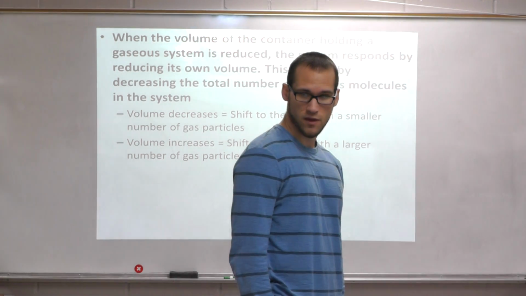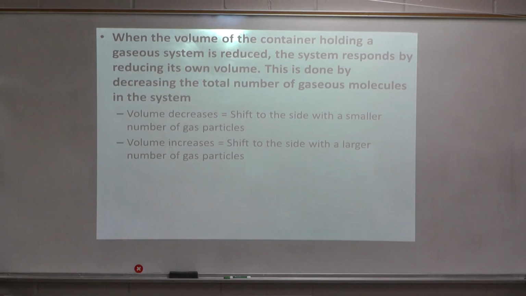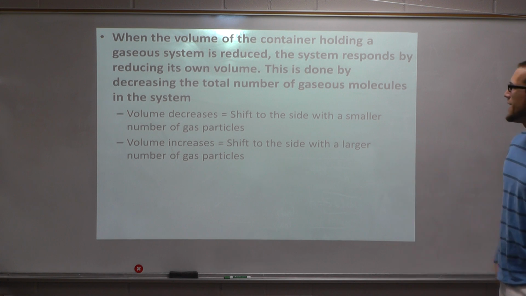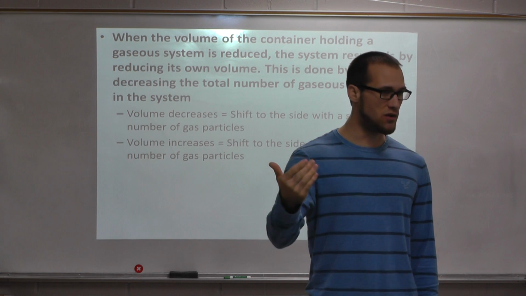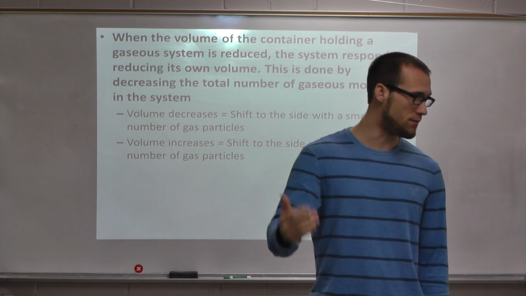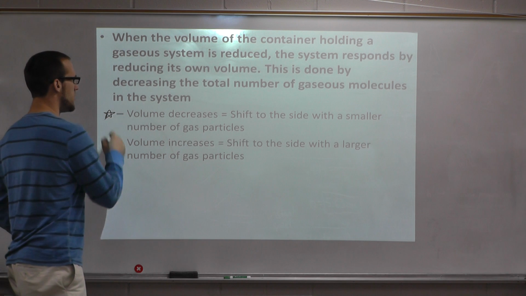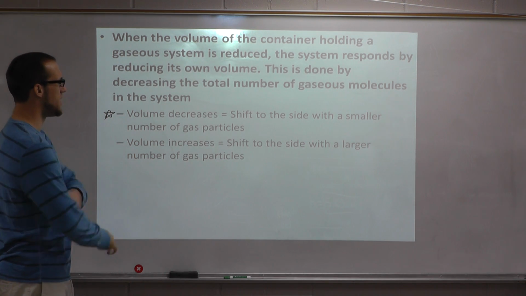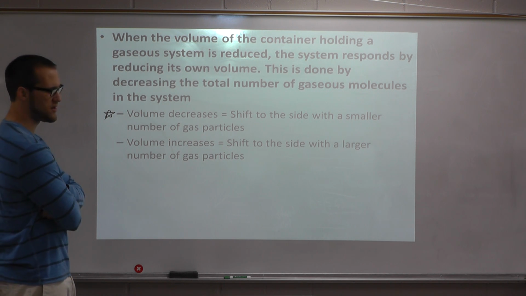Does that make sense? Okay, so everything from Le Chatelier's principle is going to be based upon the idea that a stress is added and we want to remove that stress. So we could say this the opposite way. If you increase the volume, your reactor is going to shift to increase its own volume to try to undo the stress that was added to the system to get to equilibrium. Right? So here we go. When your volume decreases, you're going to shift to the side with the smaller number of gas particles, and I'll explain why.